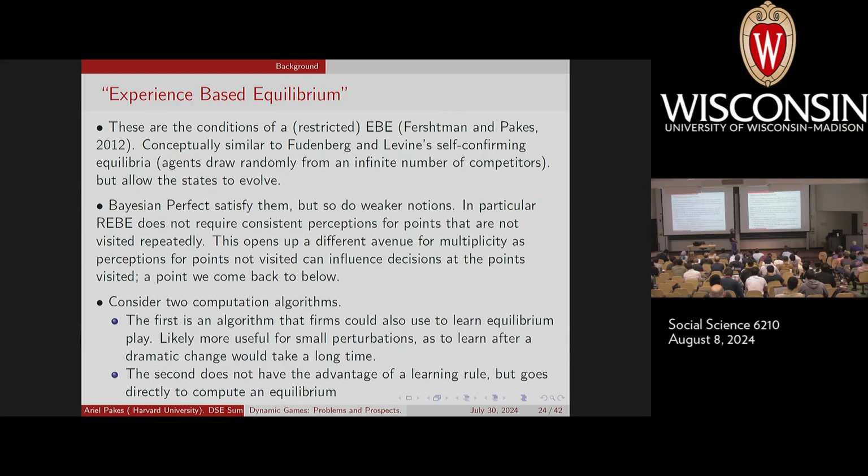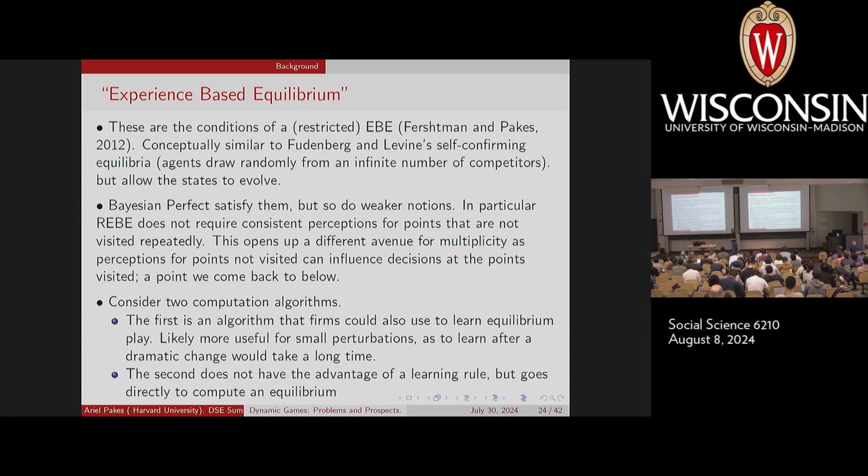Now, these are the conditions. I did write it up. Chaim Fershtman and I called these experience-based equilibria. Why experience-based? Because you learn how to do everything from experience. It's very similar to Fudenberg-Levine. It's even more similar to Osborne and Rubinstein, but I'll read that later.